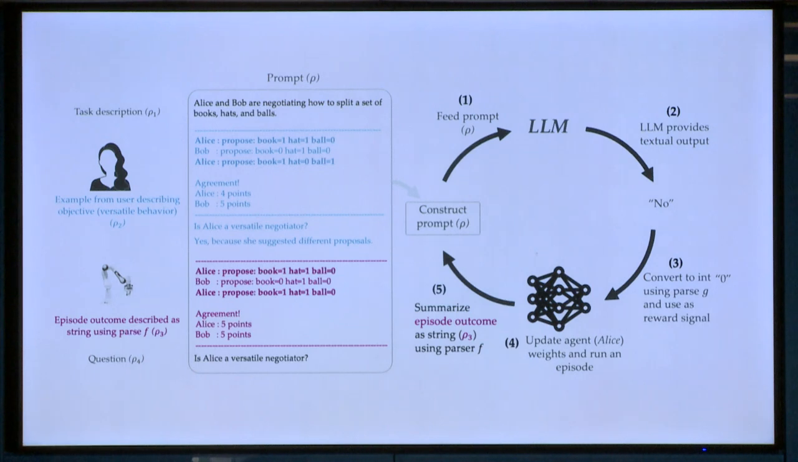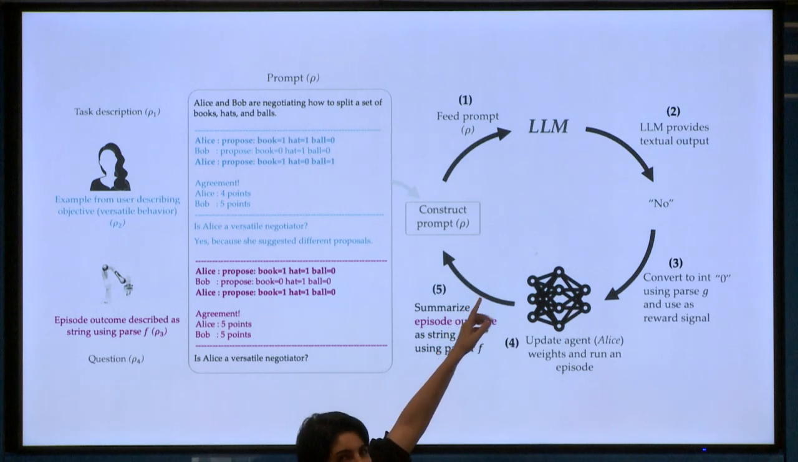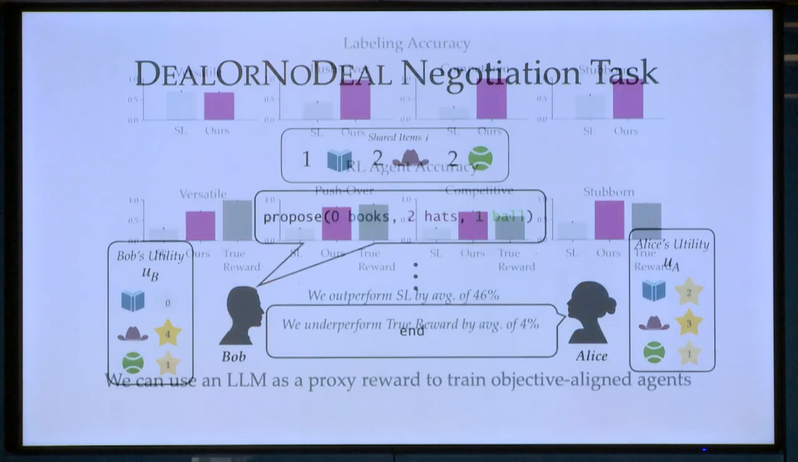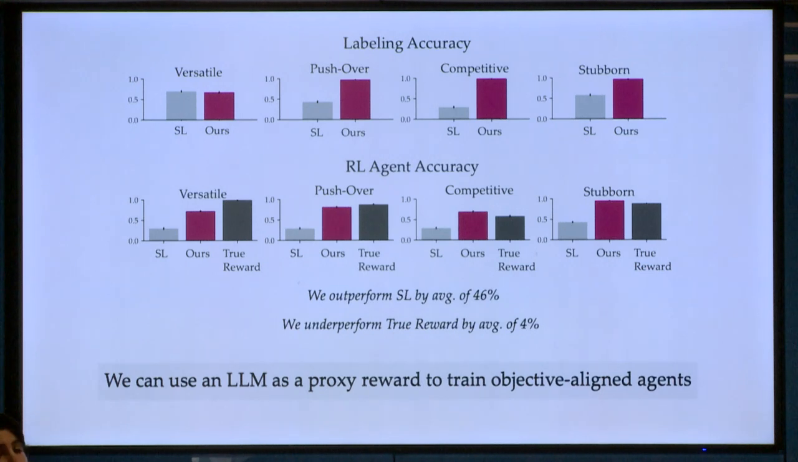Also, if you're familiar with RLHF, this is the opposite, because I'm training the RL agent by calling the large language model versus making the large language model better with reinforcement learning, right? I'm kind of doing the opposite side of the loop. But the interesting thing is that for a negotiation task, a text-based game, going back to this game, it turns out that the large language model does capture a lot of properties that we are interested in, like versatility or being a pushover negotiator or being competitive or being stubborn. Here we defined these properties, so we actually had access to the true reward of these properties. And it turns out that the large language model captures it fairly well, and the RL agent ends up performing as well as how the true reward scenario would work.